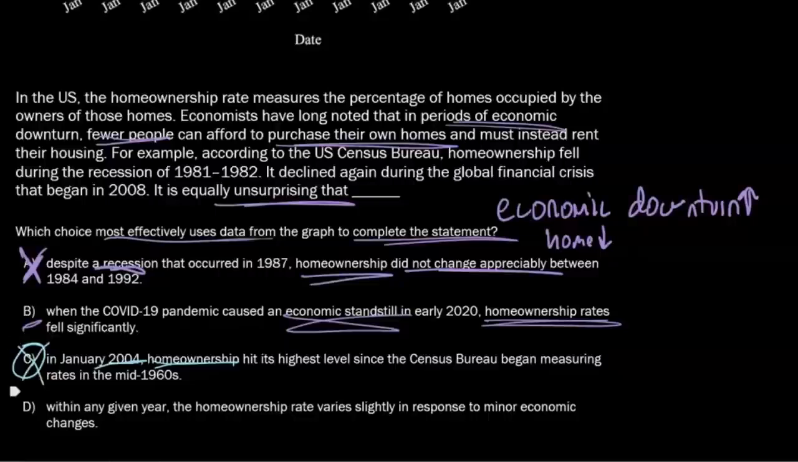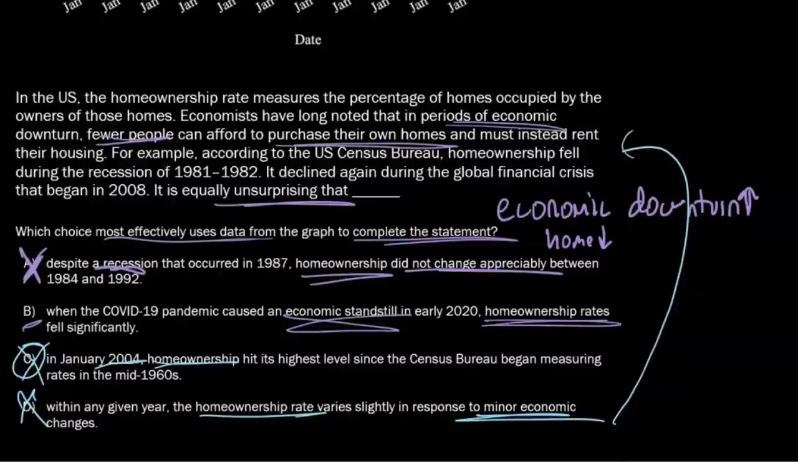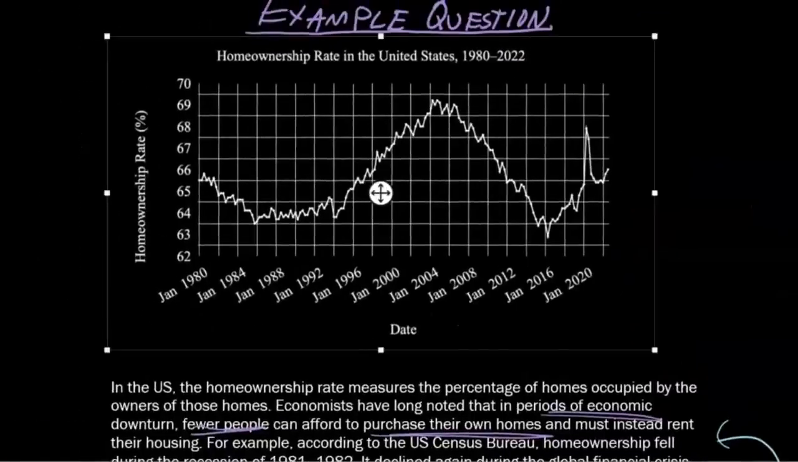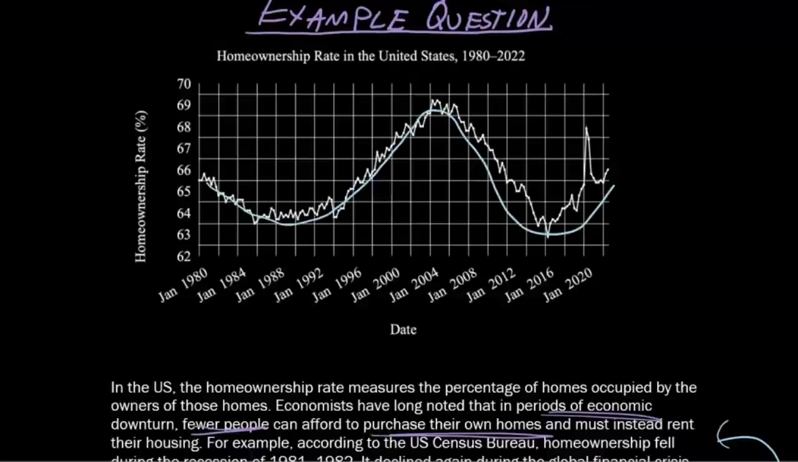All right. Now, D: within any given year, the homeownership rate varies slightly in response to minor economic changes. Again, it doesn't really relate. That just makes sense, but it doesn't fit in with this cycle here. What they're trying to show you here is that there's a cycle, that when there's downturn, people will not be able to afford their houses. And we see in the graph that when there's downturn, people cannot afford their houses.